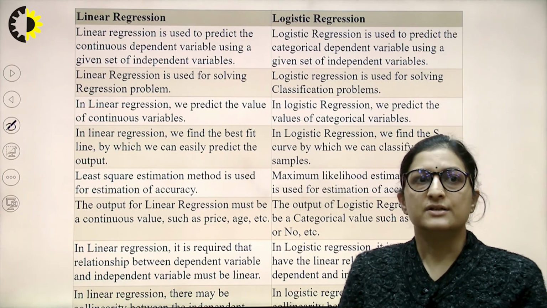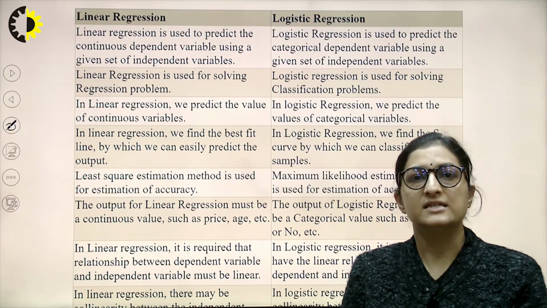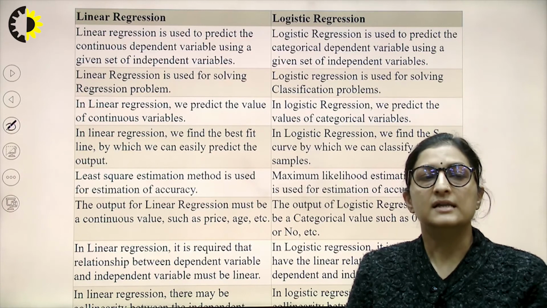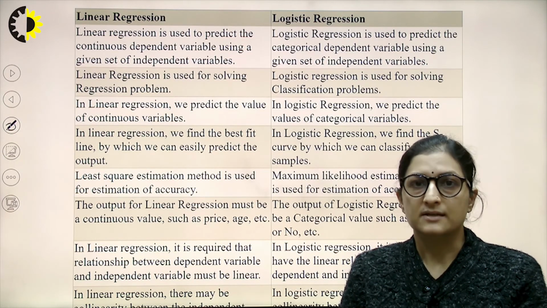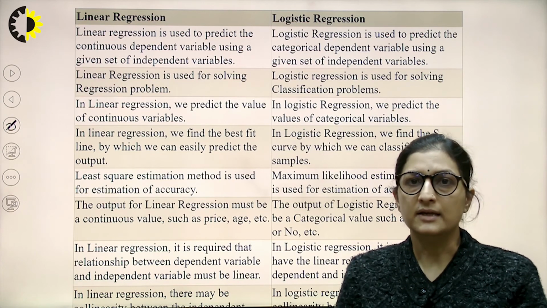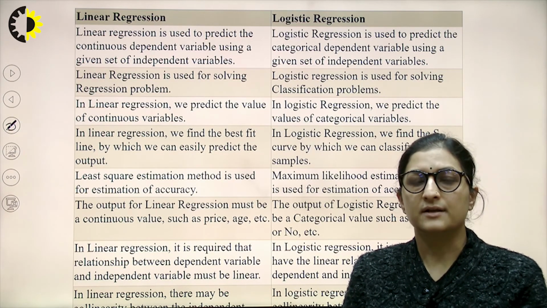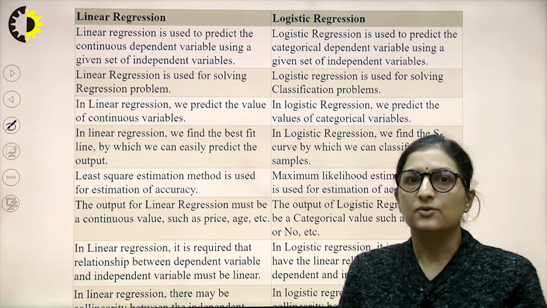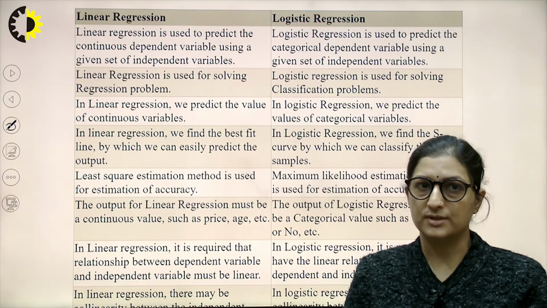In the linear regression technique, how do we estimate the accuracy? We estimate the accuracy by the least square estimation method. This technique is used for calculating the accuracy of the model. In logistic regression, the maximum likelihood estimation method is used for estimation of accuracy.